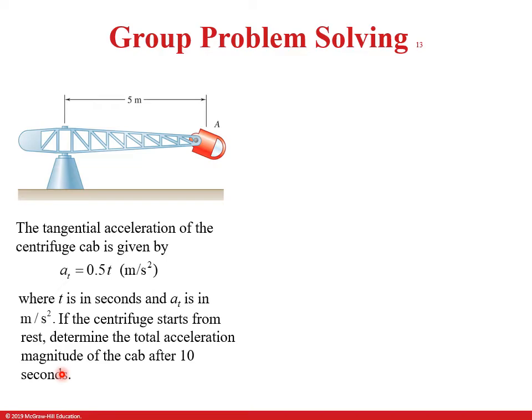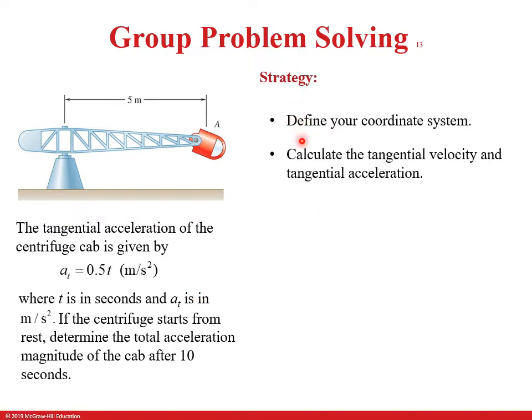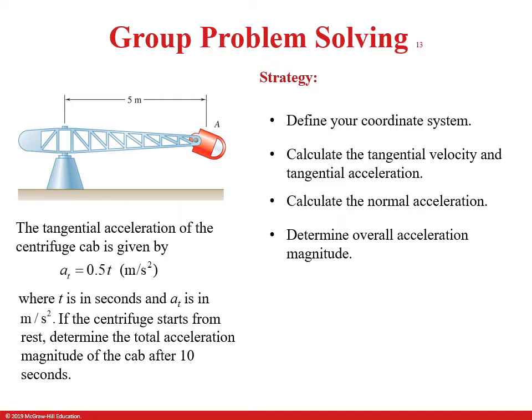Okay, so we want our total acceleration, but we're only given the acceleration in the tangential direction. So we need to calculate that. Formula for the strategy, right? Define your coordinate system, calculate the tangential velocity and tangential acceleration, calculate the normal acceleration, determine the overall acceleration and magnitude.